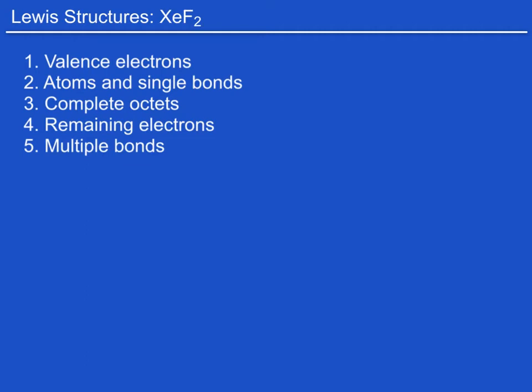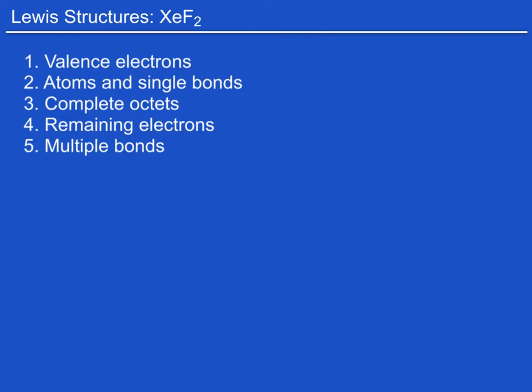Okay, so for this Lewis structure video, we're going to start looking at atoms that have expanded octets. XeF2 is an example of this, and we're still going to follow basically the same rules that we did for the other Lewis structures that we were doing in earlier problems. It's just now we're going to have to figure out where we're going to put these extra electrons.